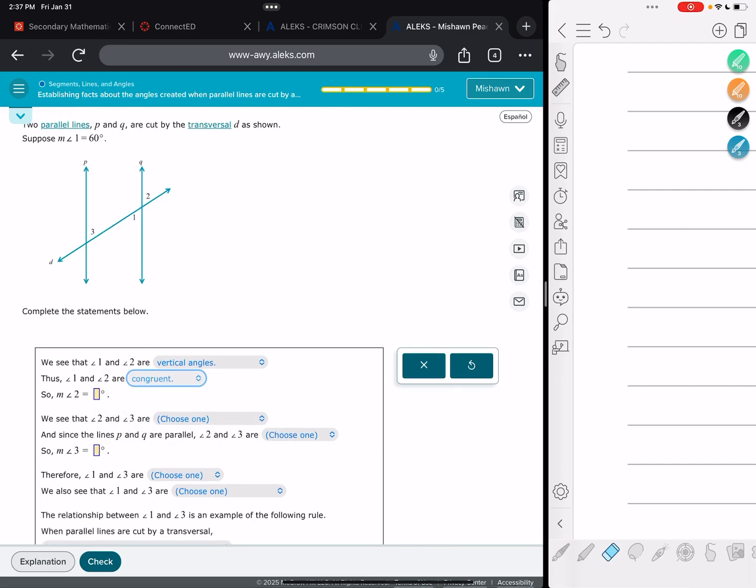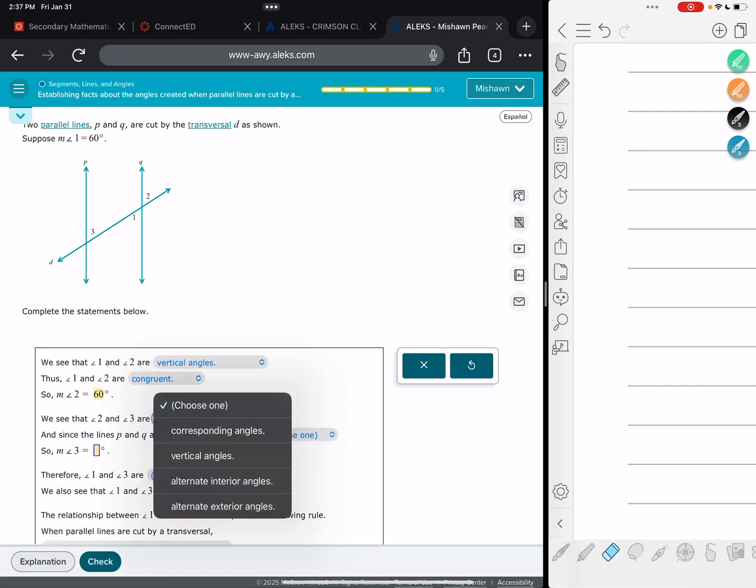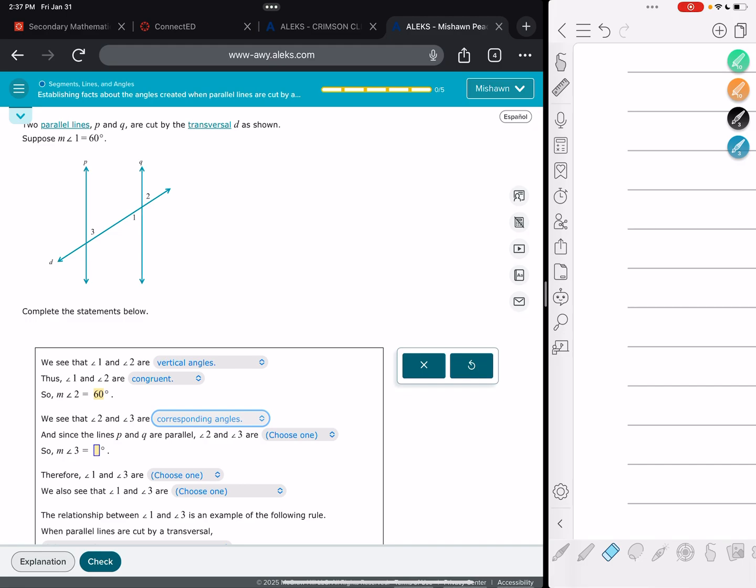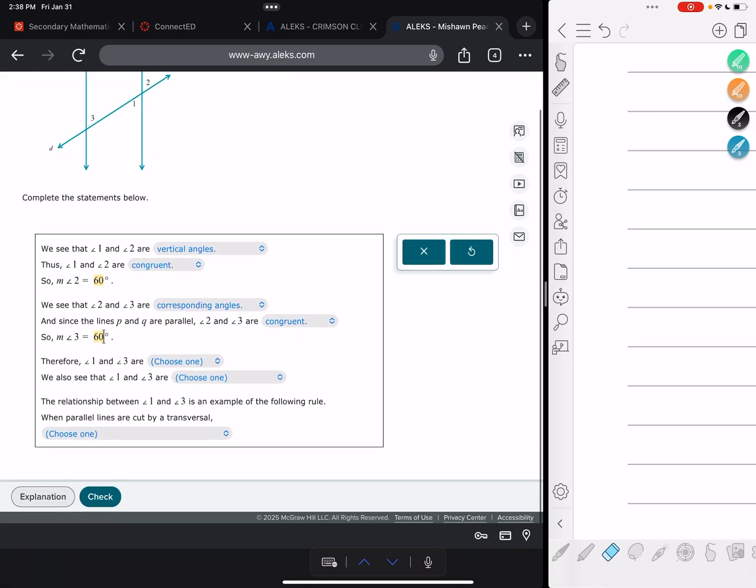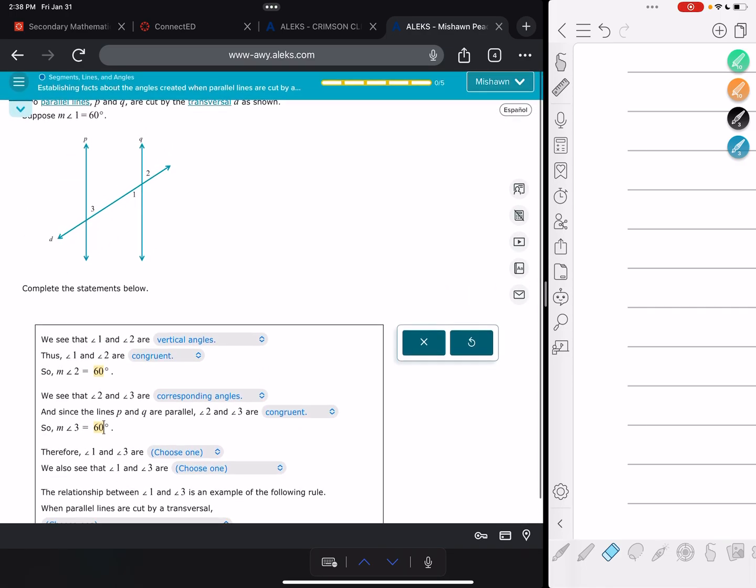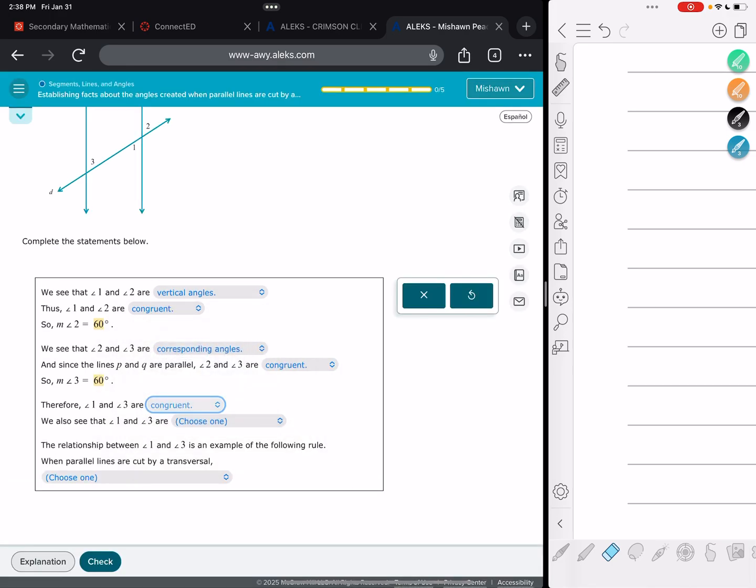At the top, it tells me that angle 1 is 60 degrees, so that means angle 2 is also 60 degrees. Looking at angle 2 and 3, I see they're in the same position but on different lines, so that means that they would be our corresponding angles. Every time we have corresponding angles, this means that they are also congruent. So since angle 2 is 60 degrees, that means I'm left with angle 3 is 60 degrees. If I look, I started knowing with angle 1 is 60, and I found angle 3 to be 60, so that means they're the same or they're congruent.